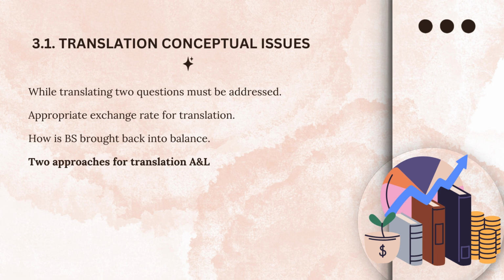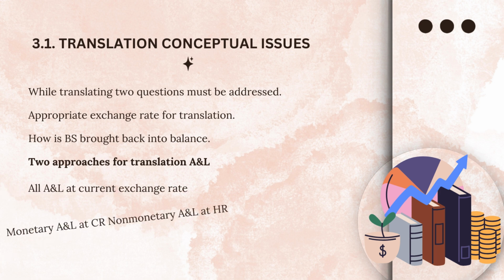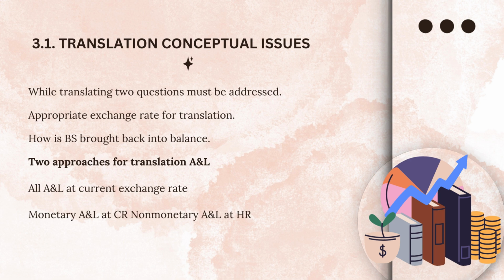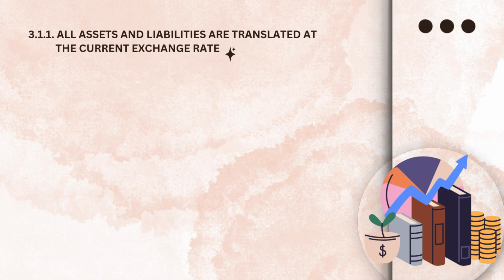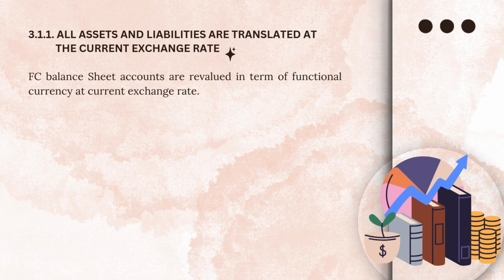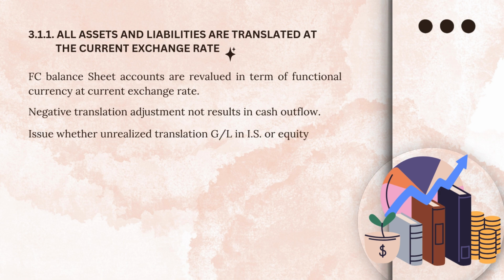2 approaches for translation. All A and L at current exchange rate. Monetary A and L at CR, non-monetary A and L at HR. 3.1.1 All assets and liabilities are translated at the current exchange rate. FC balance sheet accounts are revalued in terms of functional currency at current exchange rate. Negative translation adjustment does not result in cash outflow. Issue whether unrealized translation G/L goes in IS or equity.